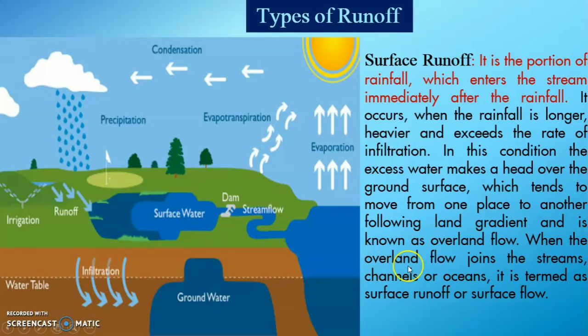So now, when the overland flow joins the stream, channels or oceans, it is termed as surface runoff or surface flow. So the runoff that occurs on the surface of the land and then joins the ocean, seas and other water bodies is called as surface runoff. Is it clear, children?